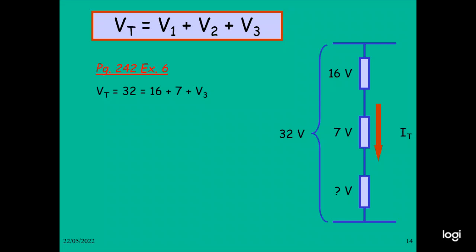Now VD is, in this case, 32 volt. V1 is 16, V2 is 7 volt, V3 how much volt? So in this case you can see VD equal to 32 equal to 16 plus 7 plus V3. Therefore V3 is 32 minus 16 plus 7, you get 9 volt.